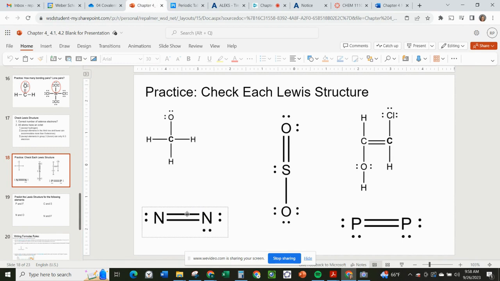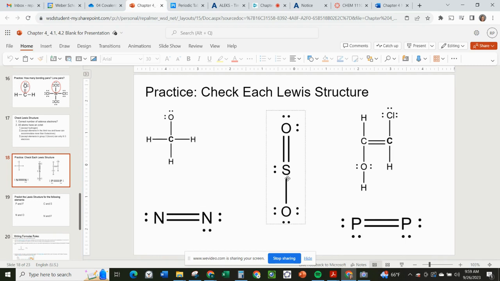And then let's check the octet. So this nitrogen has 2, 4, 6. So that doesn't have an octet. This one has 2, 4, 6, 8. So this one satisfies the octet rule. The nitrogen over here does not satisfy the octet rule. So that's what I would say: this is not a correct Lewis structure because the nitrogen doesn't have an octet.